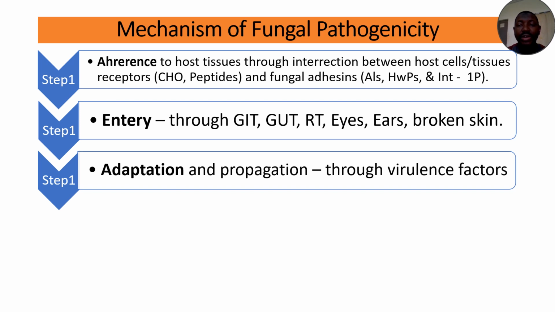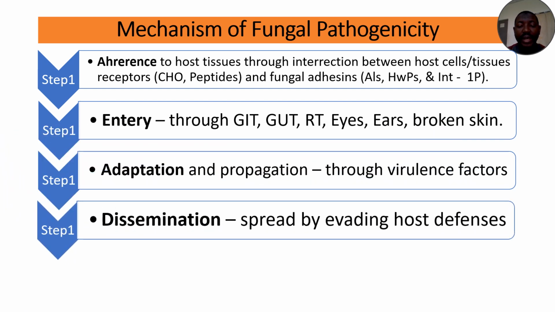It involves the survival of the fungi after entry into the body, and it is generally achieved through expression of many virulence factors such as morphogenesis, phenotypic switching, thermotolerance, as we discussed. In mammals, there may be a change in the mode of nutrition from the saprophytic mode of the fungi to the parasitic mode. So based on this, the fungi will now propagate. It will multiply in numbers, and the next step is dissemination.